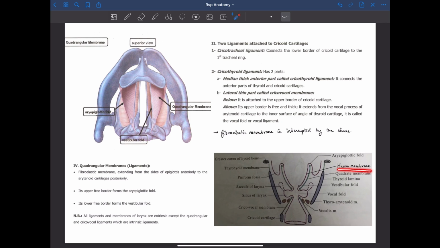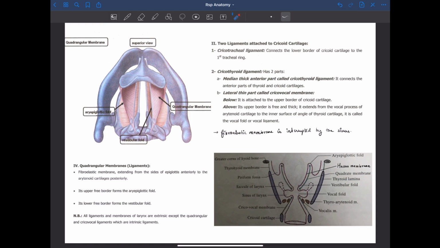Okay, so as you guys can see, this is the mucous membrane, and the part just above the mucous membrane is called the fibroelastic membrane, which is interrupted by the sinus of larynx. You can see that the elastic membrane is not continuous. There's no continuation here. There is this fibroelastic membrane and this fibroelastic membrane, so it is interrupted by the sinus of larynx, okay. Now the membrane found above the sinus of larynx is the quadrate membrane.